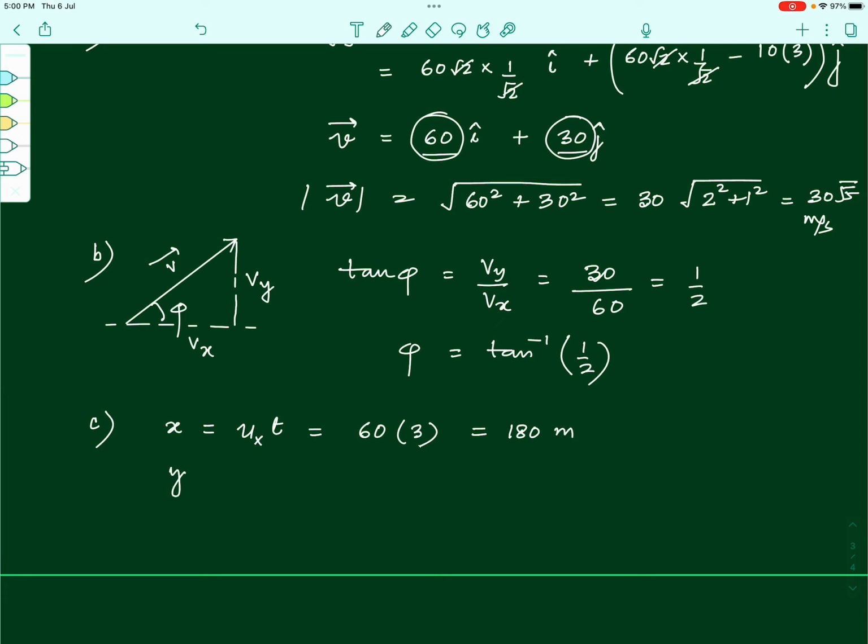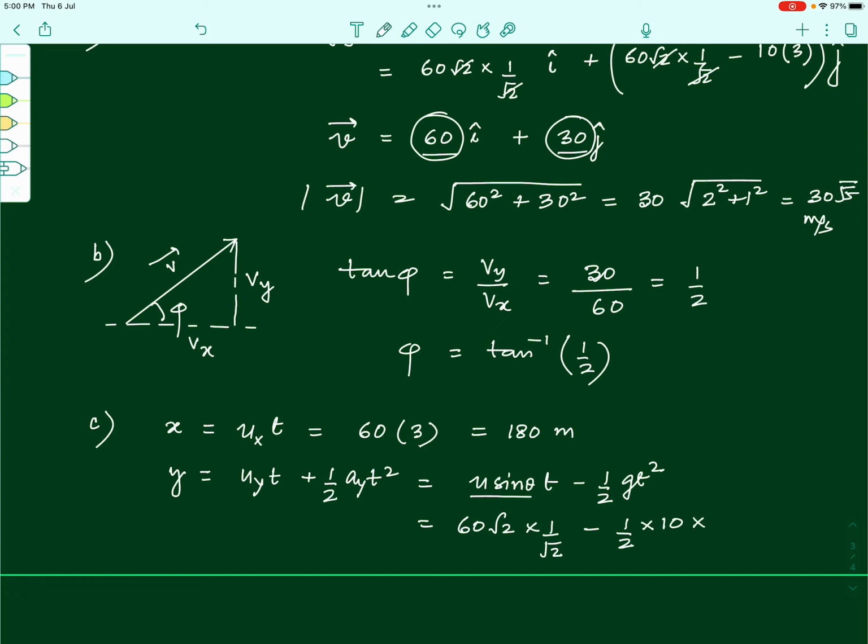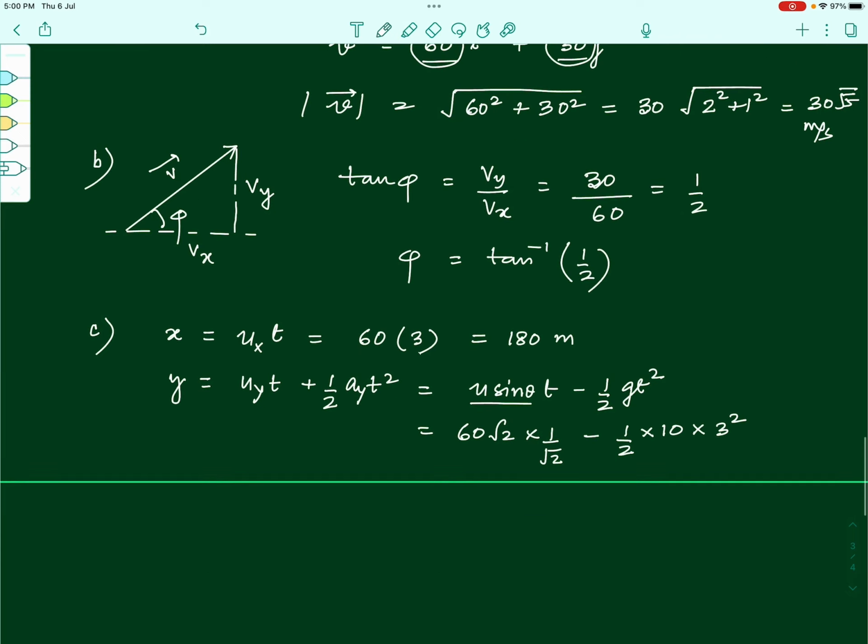And the y coordinate comes out to be uy t plus half ay t squared, which is equal to u sin theta t minus half g t squared, and when we substitute these values, we will get 60 root 2, which is the initial velocity along the y direction, into 1 by root 2, into t, minus half g, which is 10, and t squared, which is 3 squared, and we just need to solve this now.